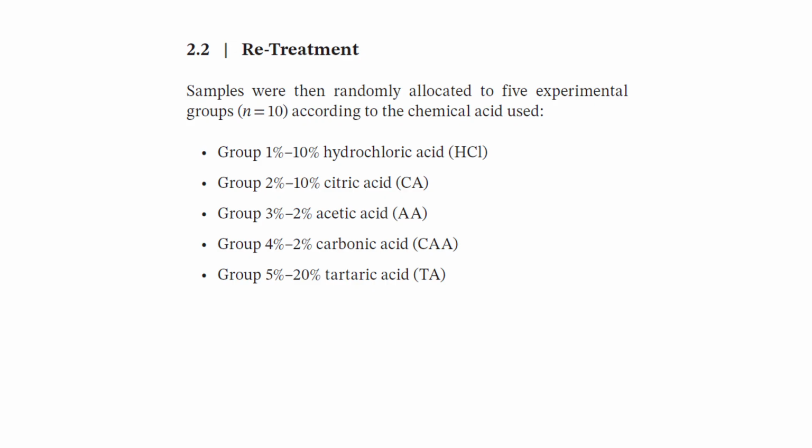Samples were then randomly allocated to 5 experimental groups: 10% hydrochloric acid, 10% citric acid, 2% acetic acid, 2% carbonic acid, and 20% tartaric acid. For each group, 2 drops of the corresponding acid were placed in the unfilled canal reservoir of each sample for 3 minutes. Ultrasonic tips and ProTaper retreatment files were used to remove MTA with a continuous replenishment of the acid, which was delivered using a syringe.